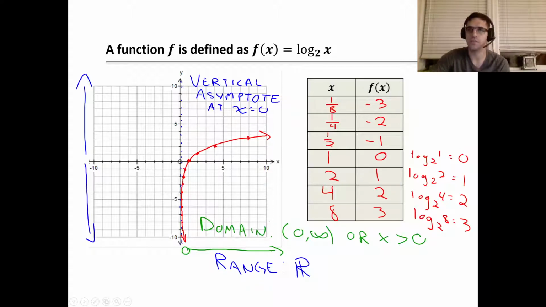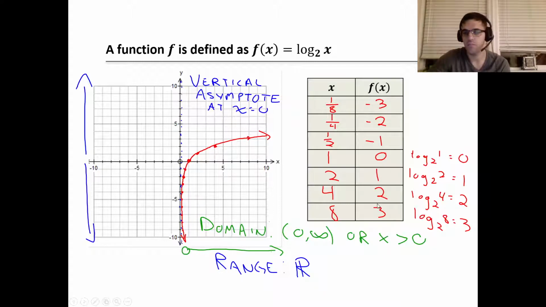It's really helpful to think of this as an inverse of exponential. 2 to the power of 1 is 2. So if I put 2 as my input, my output will be 1. Log base 2 of 2 is 1. And 2 to the power of 2 gives me 4. So 4 as an input, log base 2 of 4 would be 2. And then 2 to the power of 3 is 8. So 8 would be my next input. Log base 2 of 8 gets me back to 3.